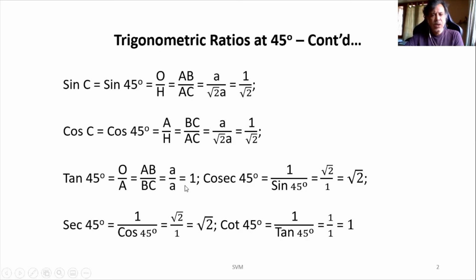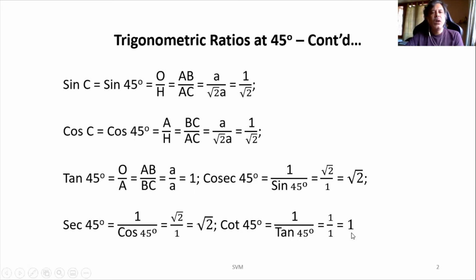The next one is cosecant of 45. So what is cosecant? It is nothing but the inverse of sine. So it is 1 by sine 45. We already have sine 45 as 1 by square root of 2, which means it is root 2 by 1, or it is simply root 2. Then secant 45. We know it is the inverse of cos. So the inverse of cos 45 is 1 divided by 1 by root 2, which will again work out to square root of 2. And what is cot 45? We know it is the inverse of tan 45. Tan 45 we already arrived at 1. So the inverse of 1 will be 1 only.